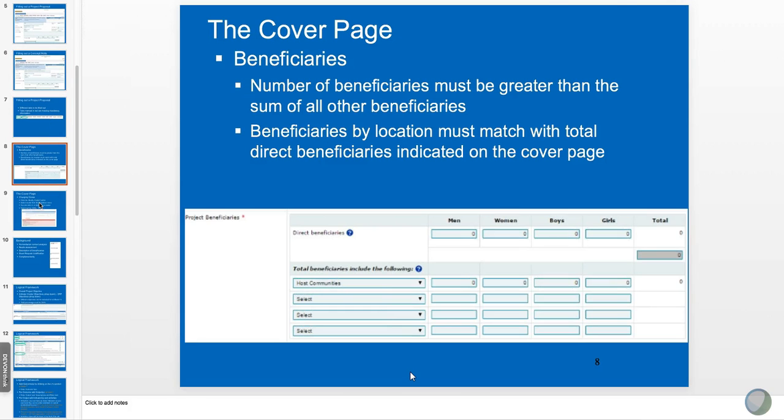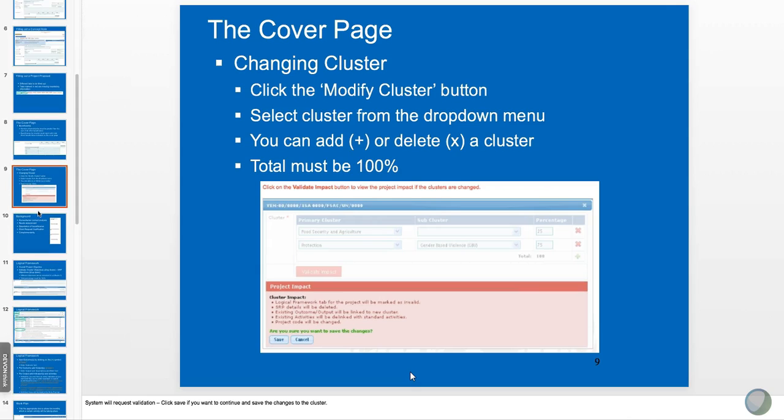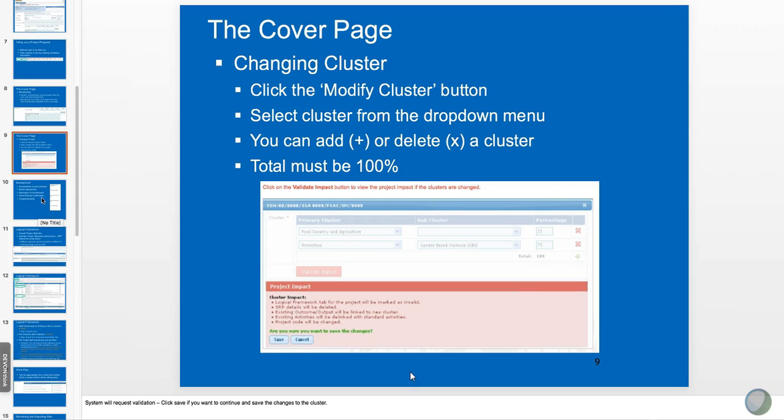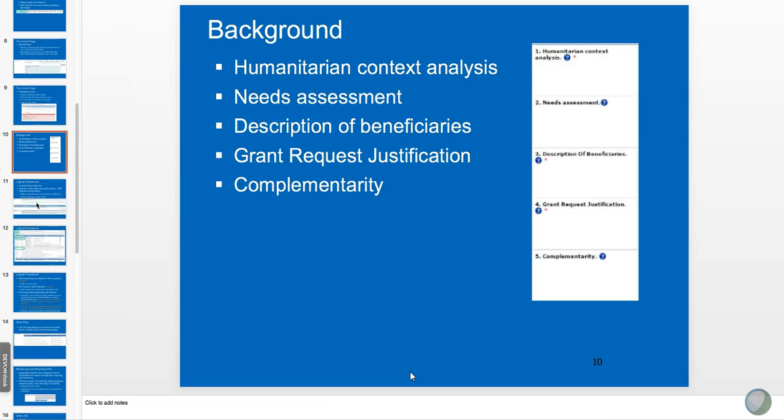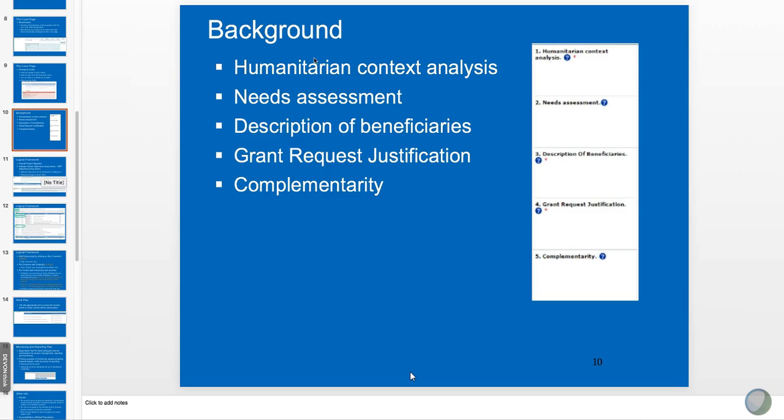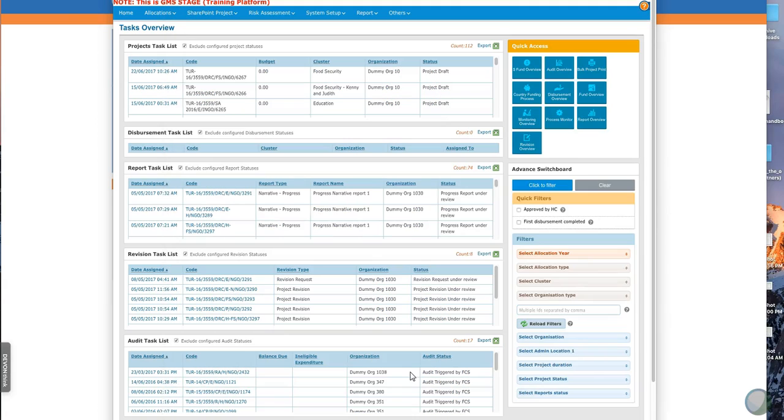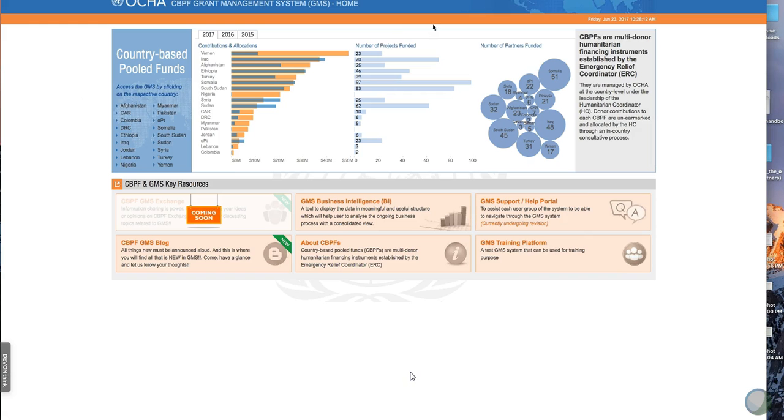Yeah, I'll just skip some of the slides so that we can save some time and just show you the real pages in GMS. Yeah, so these are all the tips that you need to know. In the background tab, you need to submit the humanitarian context analysis and the complementarity and all that. So I'll just put this training slide on the side just from my view. But I think it's better to do the hands-on training so you can find out what you can enter in the project proposal.